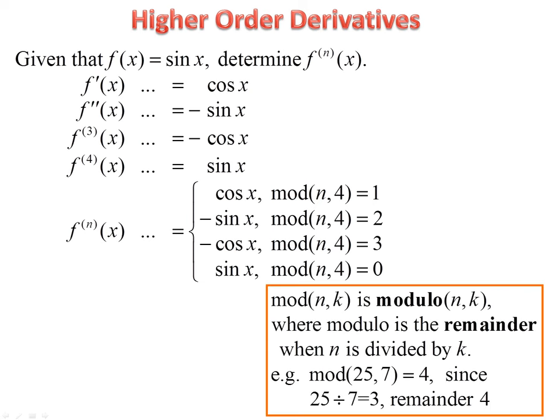Here's the reminder. Mod n, k is modulo n, k, where modulo is the remainder when n is divided by k. Mod 25, 7 is 4, because 7 into 25 gives you 3, remainder 4, and the 4 is the modulo.